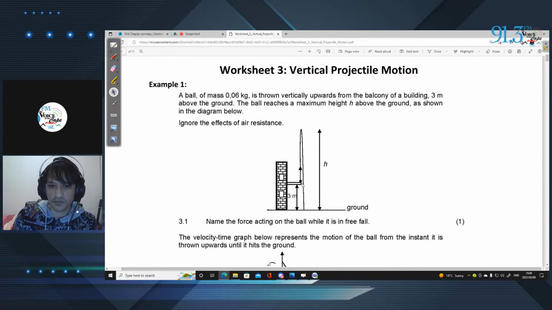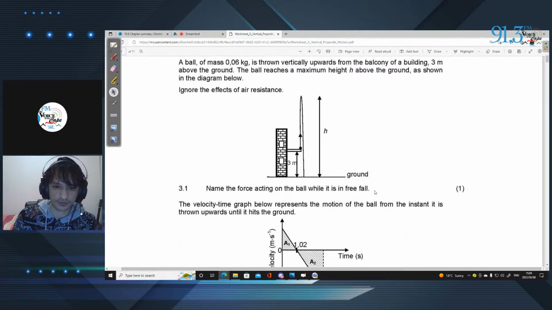Right, so here we go. Here's where the person is standing. Here's 3 meters, and they're throwing the ball vertically upwards. Now, this is a classic example of projectile motion, especially vertical projectile motion. The ball reaches a maximum height of h above the ground as shown in the diagram below. Ignore the effects of air resistance. All right, so we got no resistance that we need to take into consideration.